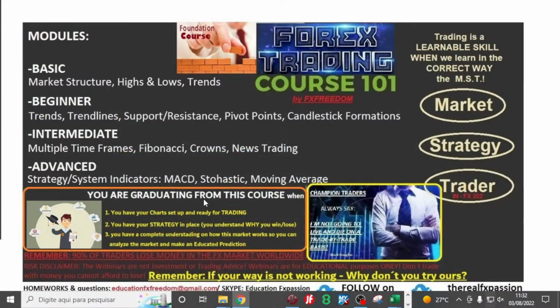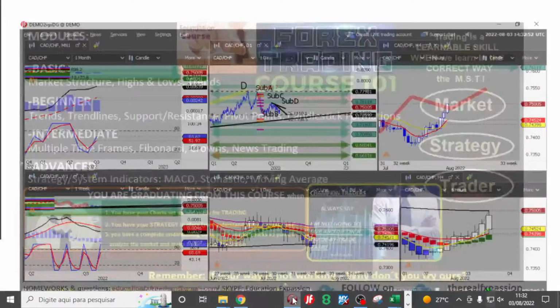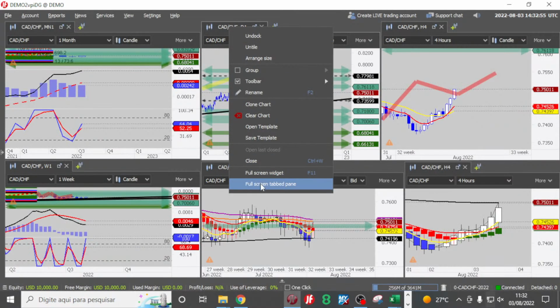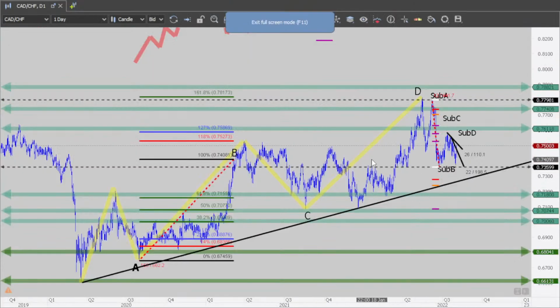You are going to graduate from this course when, number one, you have your chart set up and ready for trading. This would be an example so far. Okay?